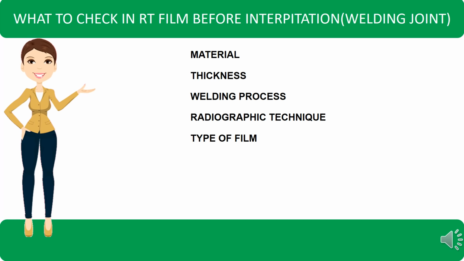Radiographic technique: different techniques have different impressions on RT film, like X-ray, gamma ray, double wall single image, double wall double image DWDI, panoramic shot, etc. Type of film: what type of film is being used? Class 1, 2 or 3; Class 4 is not used for industrial purposes. Since different films have different contrast, Class 1 has the highest contrast and Class 4 the lowest contrast.